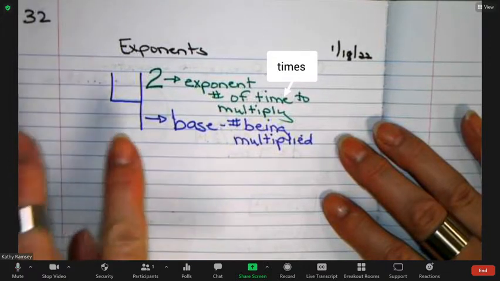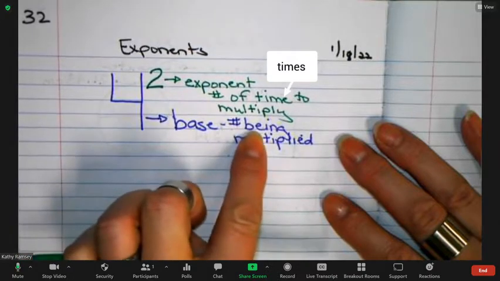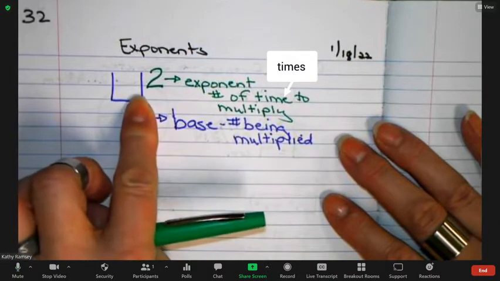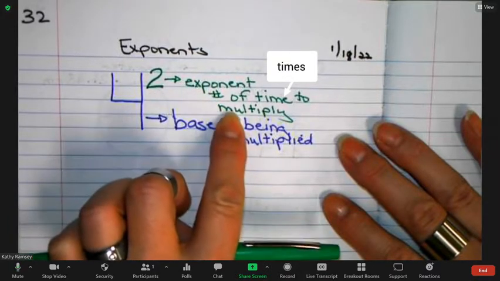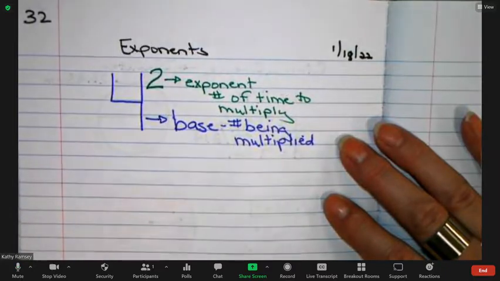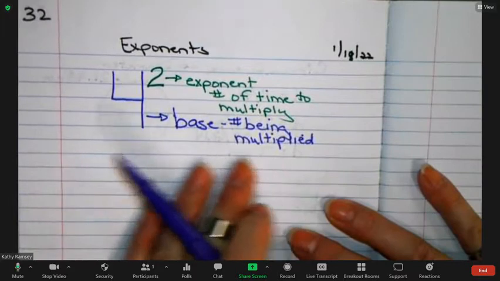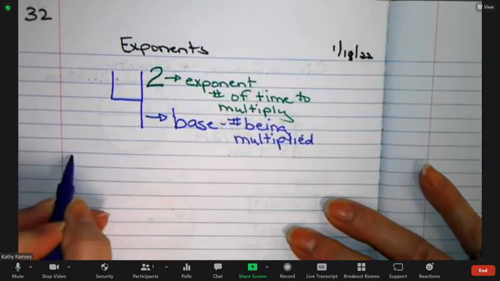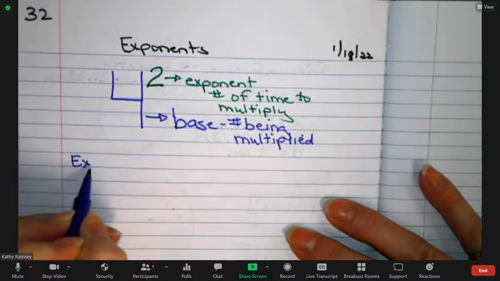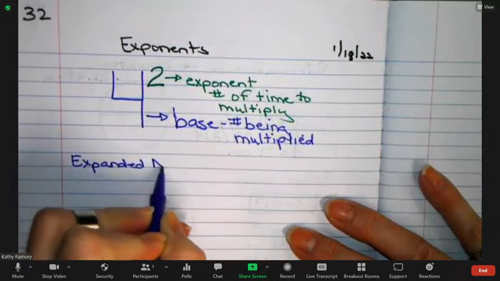So the big number is the base. That's the number we're going to multiply. The small number is the exponent. That's the number of times we're going to multiply. Let's work this one out. We're going to call this expanded notation.